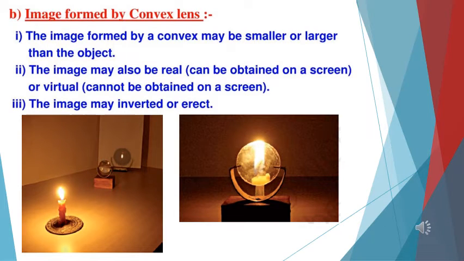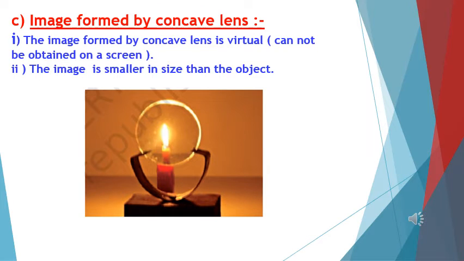So now let us learn the characteristics of the image formed by convex lens. The image formed by convex lens may be smaller or bigger than the object. The image may also be real, that is, you can obtain it on screen, or it may be virtual, where you cannot obtain it on a screen, and it may be inverted or erect. The image formed by concave lens is virtual, that means you cannot obtain it on a screen, and it is smaller in size than the object.